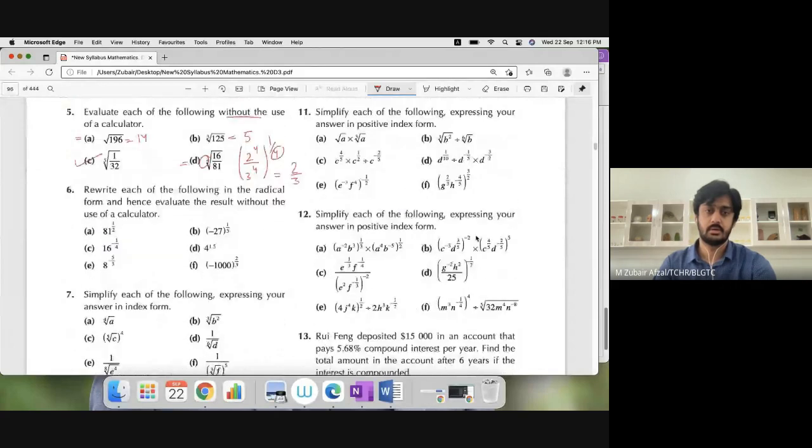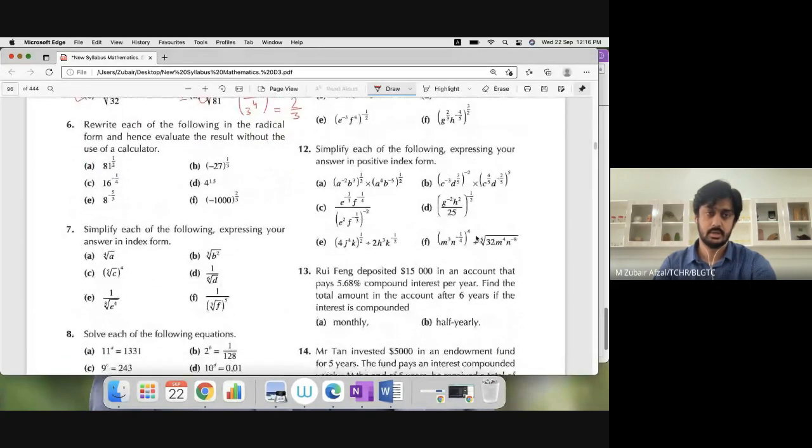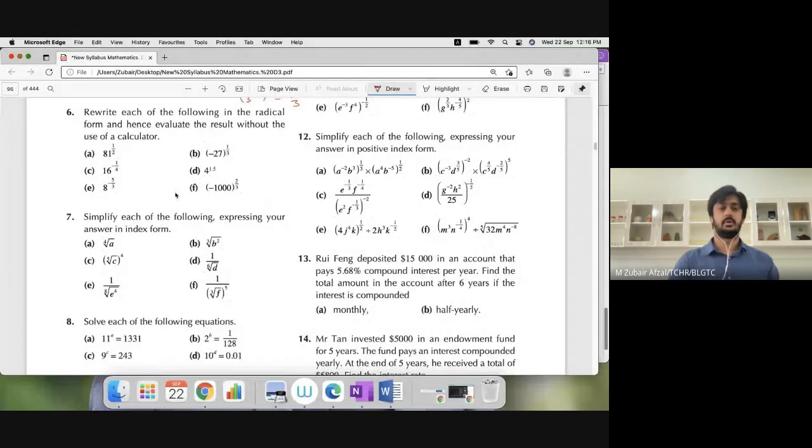Okay, coming forward. Rewrite the following in radical form. So under root 81 could be written as this, and that is 9.